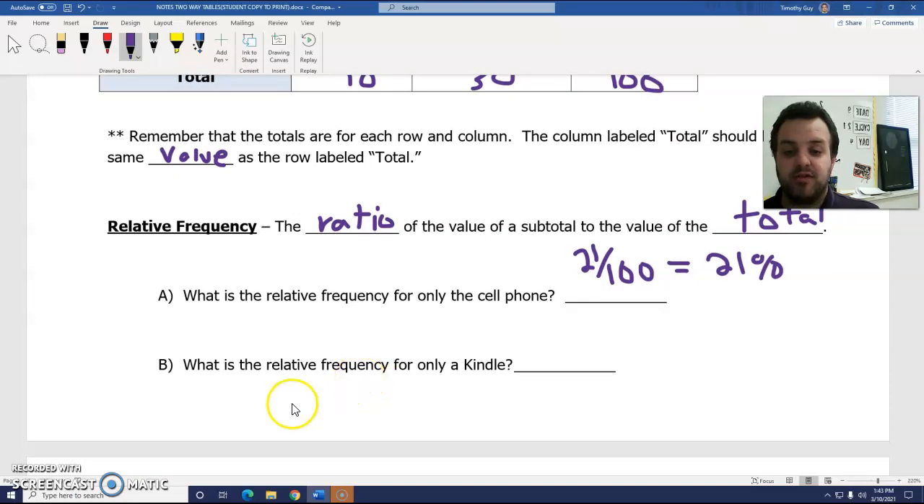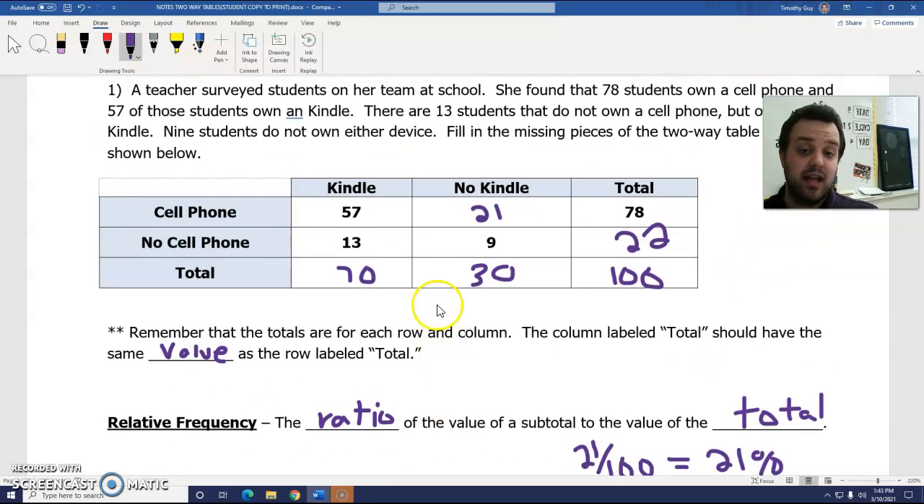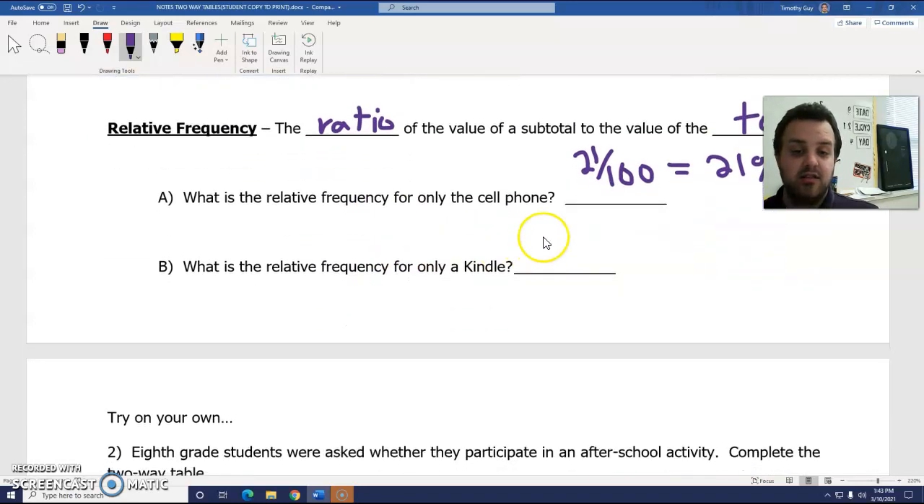The next relative frequency, what's the relative frequency for only owning a Kindle? Well, people that own a Kindle but no cell phone is 13, so that would be 13 out of the 100, which is 13%.